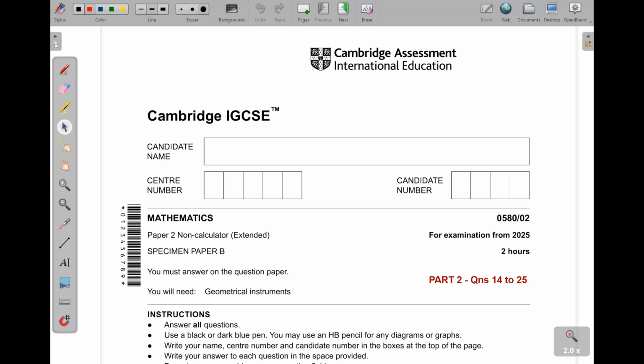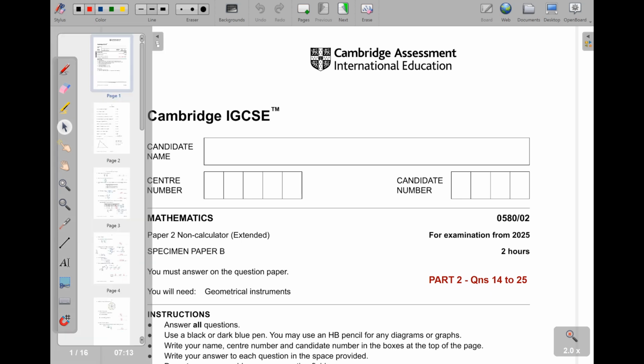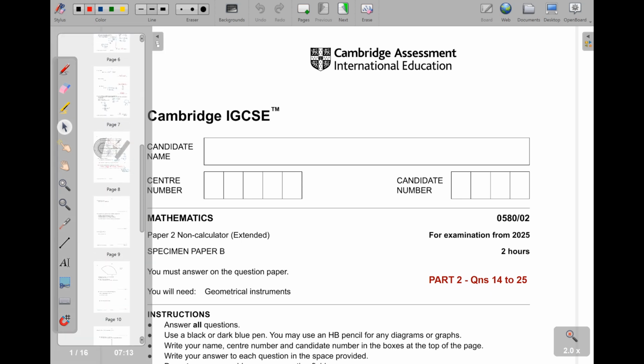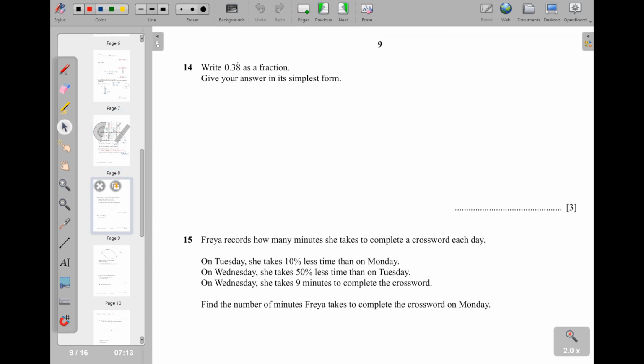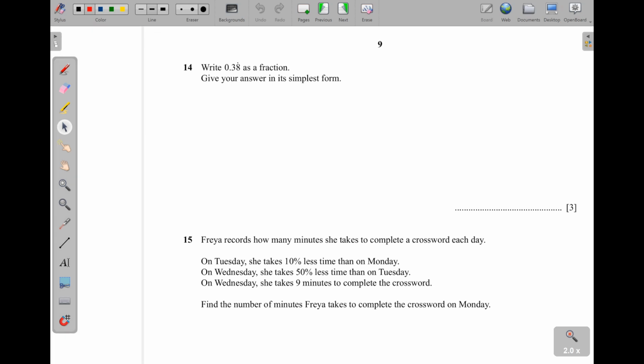This is Teacher Simon taking you through Cambridge IGCSE Extended Mathematics Paper 2 for examinations from 2025, and this is Specimen Paper B, Part 2 for questions 14 to 25. Okay, the first one we ended on question 13. Now we go to question 14.